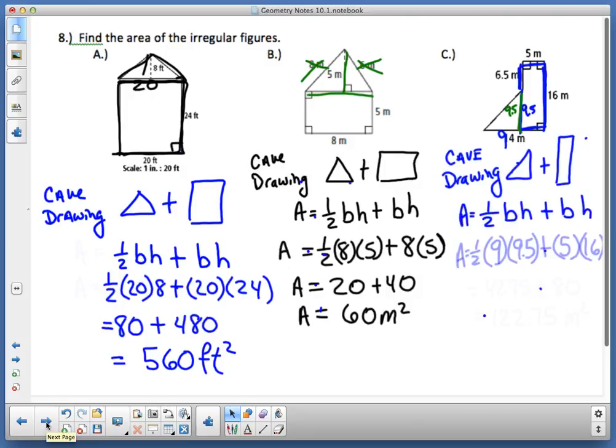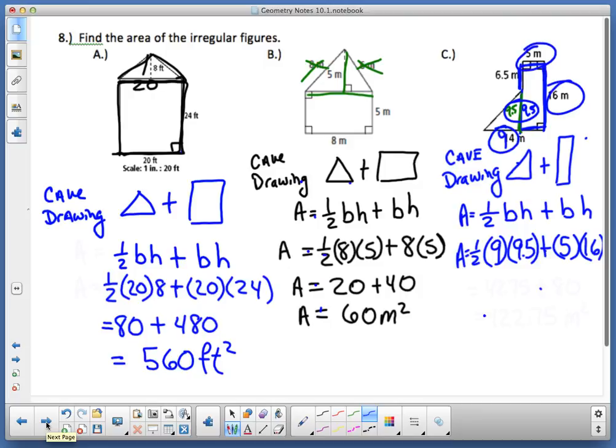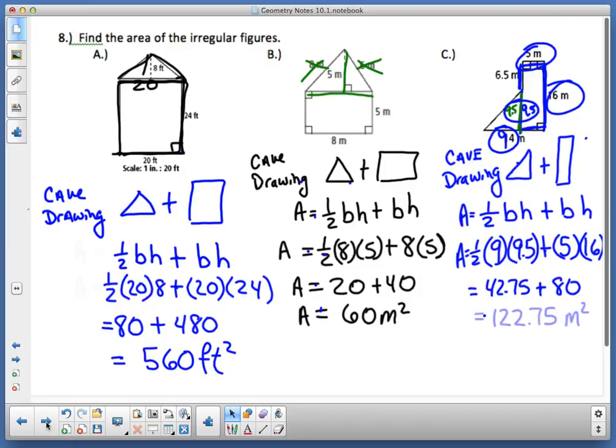So I'm looking at 9 times 9.5. This is my 9, this is my 9.5, and this is my 5, and this is my 16 to give me my areas. Pay attention to how we're breaking it down, and we break it down to basics. I've had people do some really interesting things with some of these deals. The simpler, the better. I know we got 42.75 plus 80, which is going to be 122.75 meters squared.